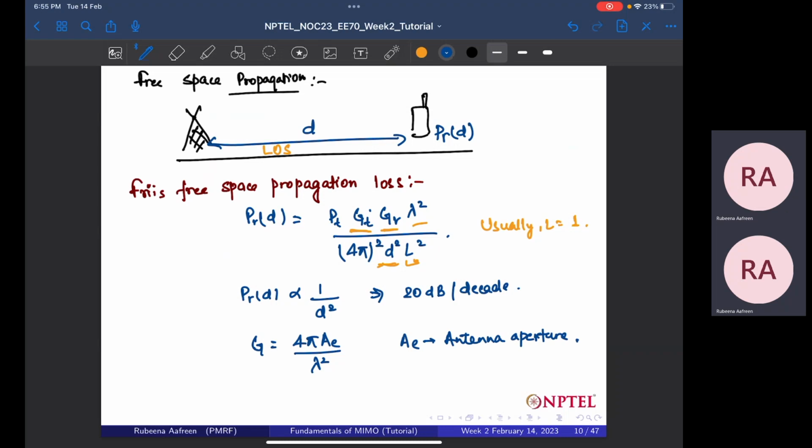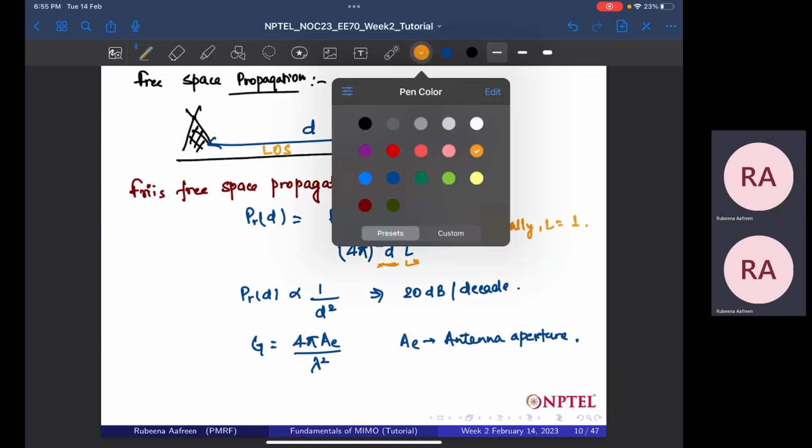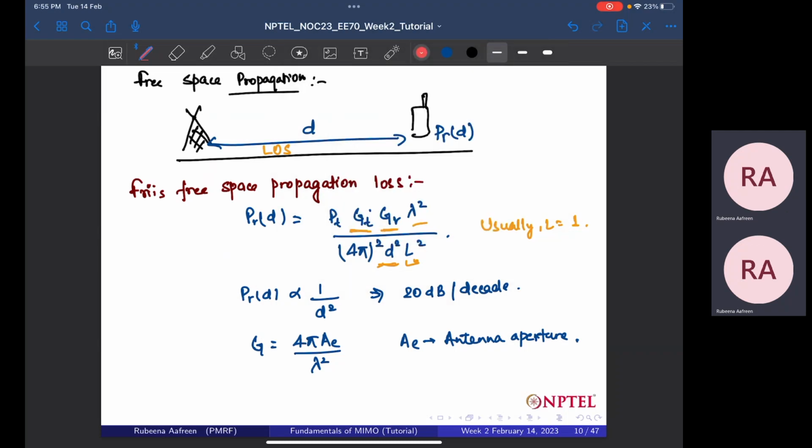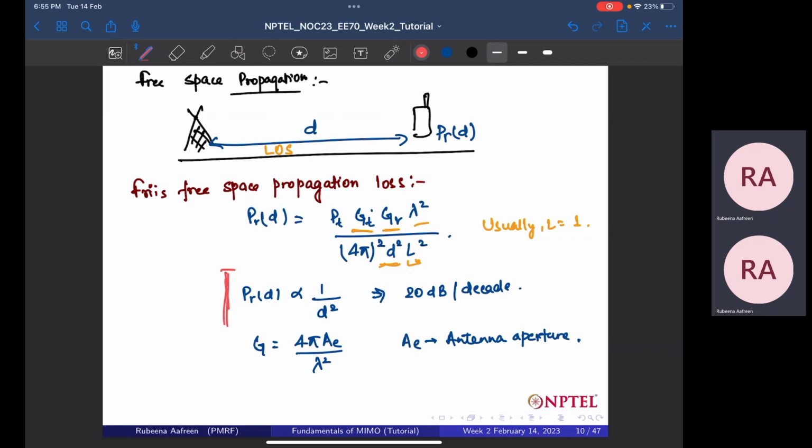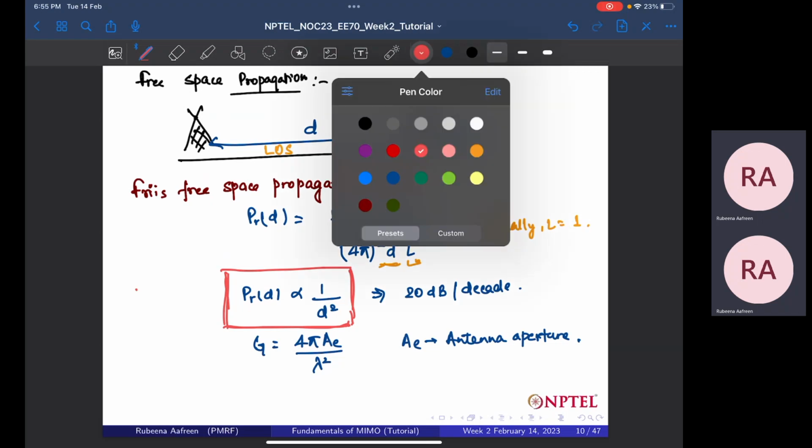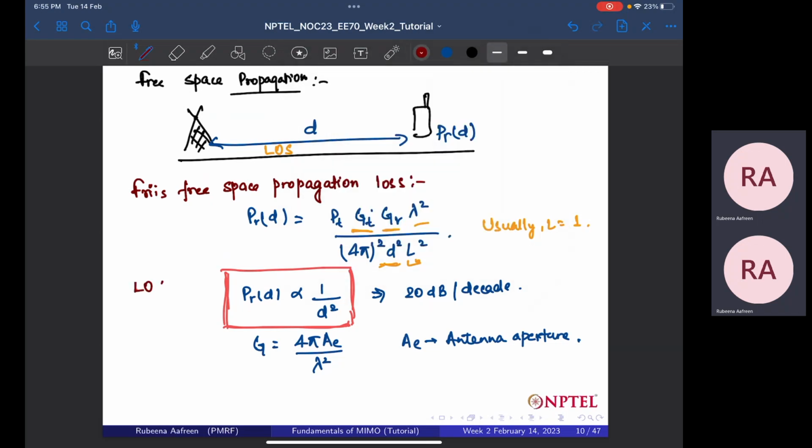So the main takeaway from here is that when there are no reflected components, there is only line of sight, then the power is decaying as 1 upon D square. So this is the line of sight case. It's very important to note that this is for the line of sight case, as we will be seeing for the other cases as well.